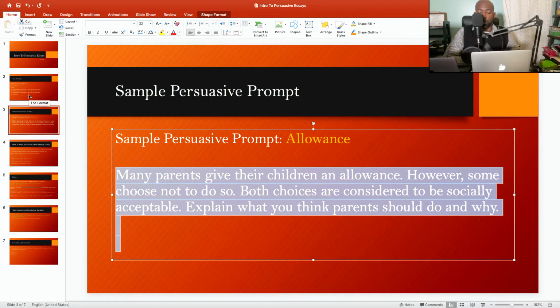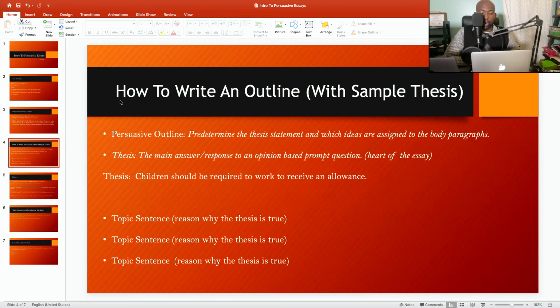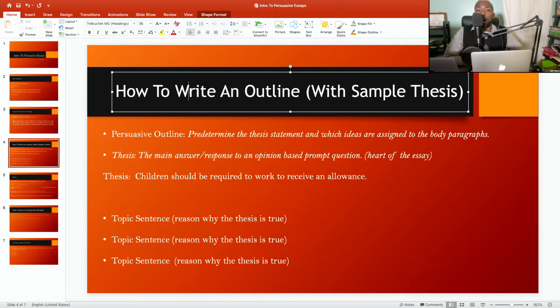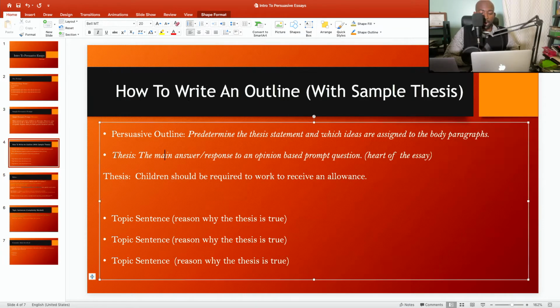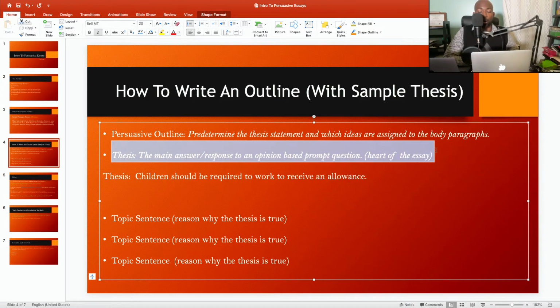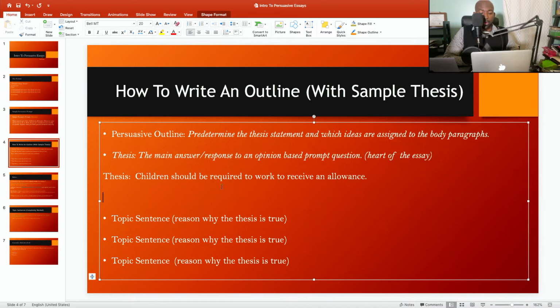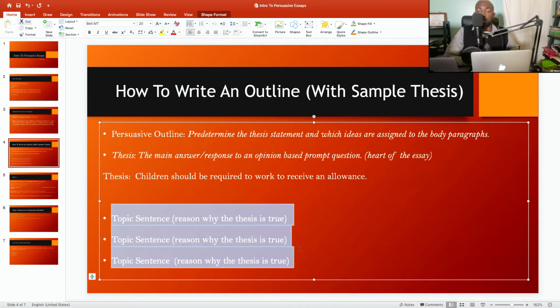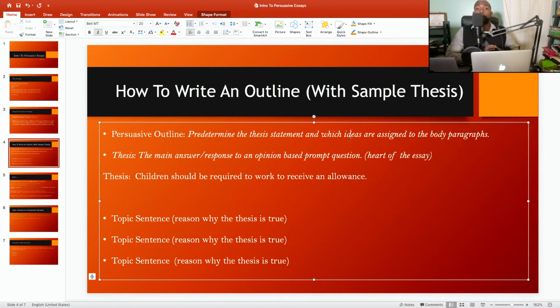Okay, so the first thing we need is an outline. All right, an outline. I make it simple. Different teachers, or different instructors, might have what they consider their own criteria for an outline. But for me, a persuasive outline simply consists of a thesis statement, which means the main idea that you're going to argue in response to what you're asked, and then 3 topic sentences. And 3 topic sentences are all reasons why the thesis is true. And so if you're writing a persuasive outline, I say that's all you need.